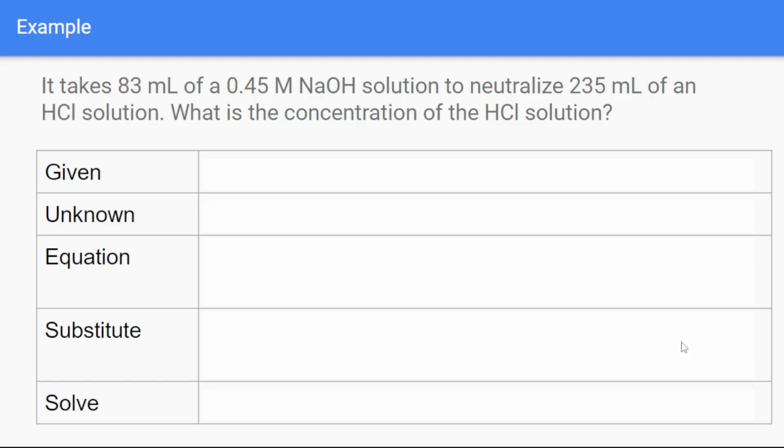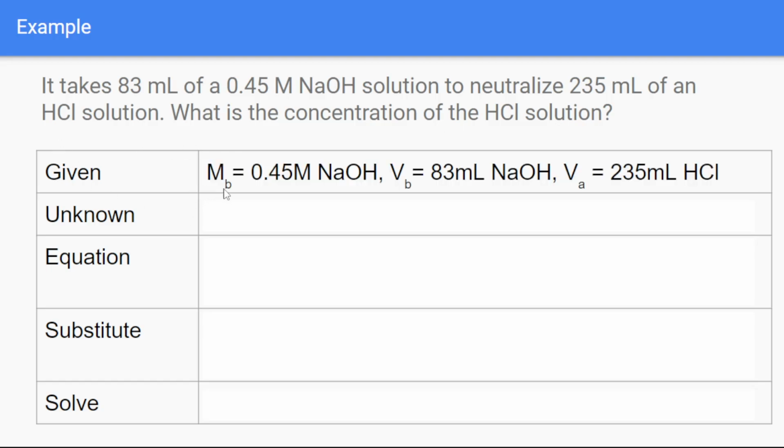So let's look at this example. It takes 83 milliliters of 0.45 molar sodium hydroxide to neutralize 235 milliliters of a hydrochloric acid solution. What is the concentration of the hydrochloric acid? So we have our MB, which is 0.45 molar. We have our VB, which is 83 milliliters, and then we have the volume of the acid, which is 235 milliliters. Of course, we're looking for MA, which is the molarity of the acid.